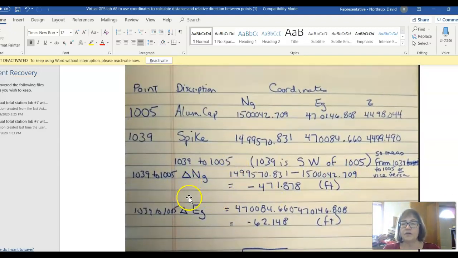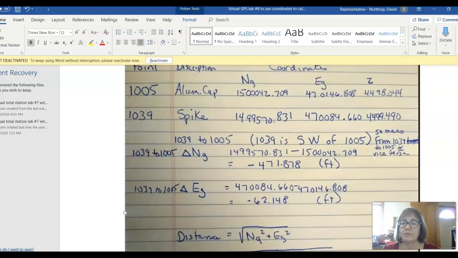All right, so the first thing I want to find is my latitude and departure, in other words, the difference between my northings. Since these are in feet, I can just subtract them to find the difference in north between the two points, and I come up with negative 471.878 feet. It's negative because a negative north is south, just like a negative east is west. So since this point is southwest, my northing is going to be negative and my easting is going to be negative. But I find them in the same way. I write my northings, I write my eastings, I subtract them, get my latitude and departure, and I've got those two distances. Now, how would I find the absolute distance?